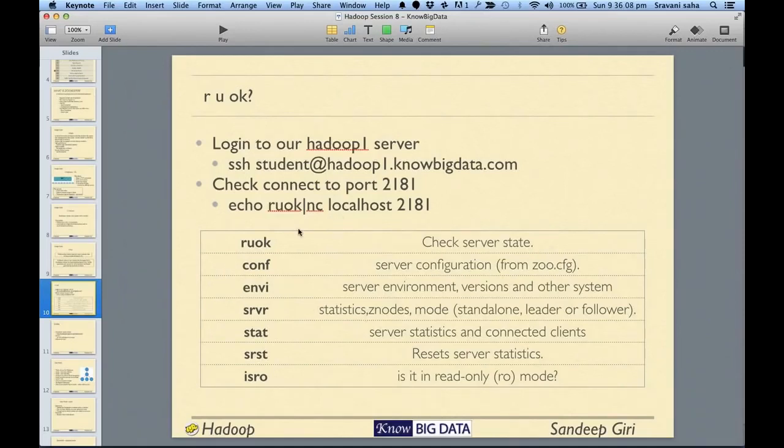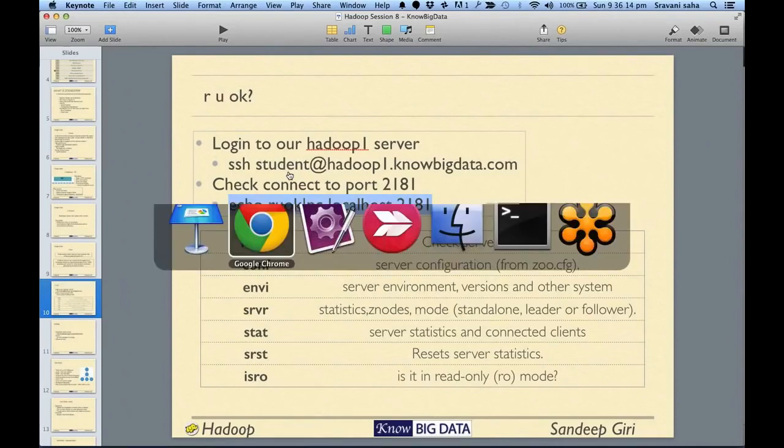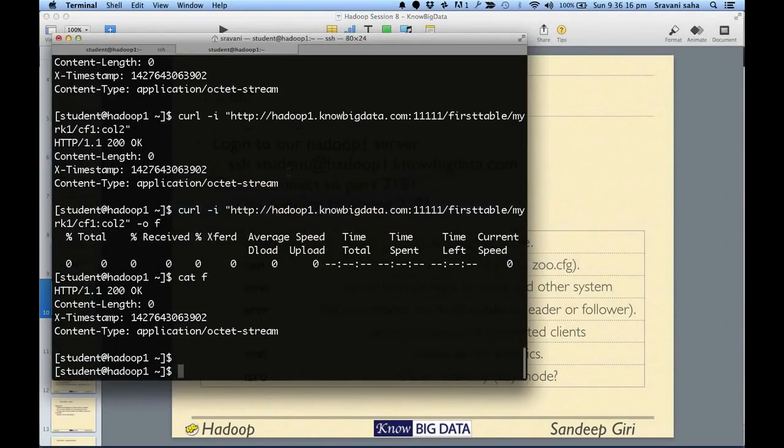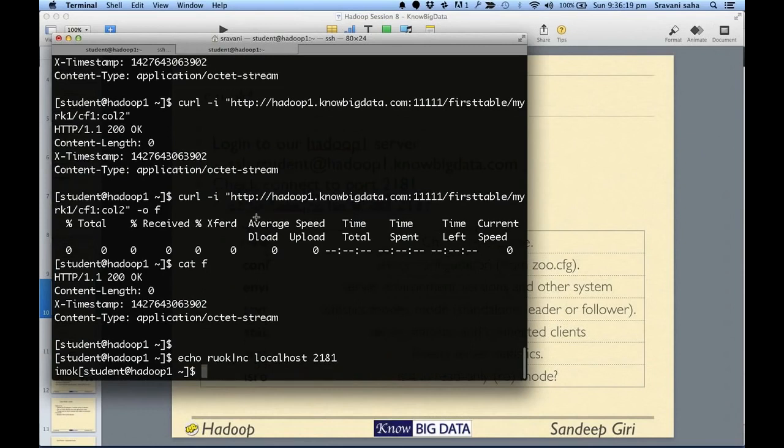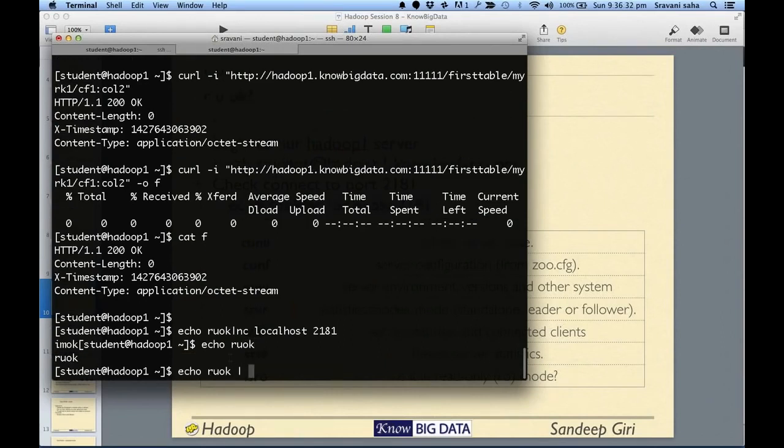First is to check the status of our Zookeeper. These are four-letter commands. After logging into the server, you can simply say things like, "are you okay?" And it says, "I am okay." What did we do here? We said echo "ruok", which does nothing other than printing it. Then we piped this to nc, which is connecting to localhost at port 2181.